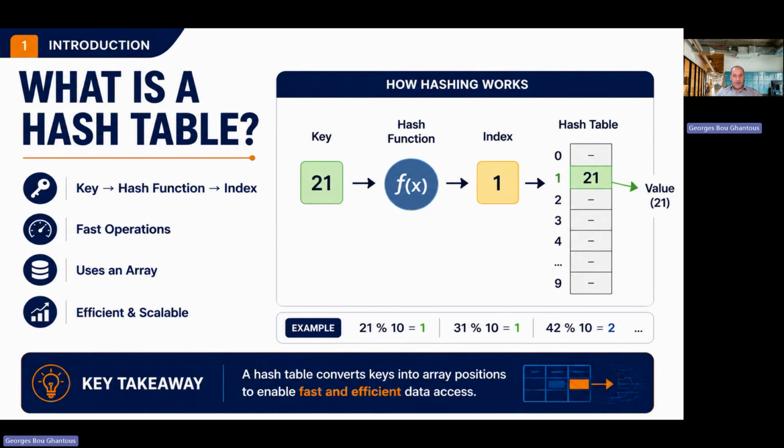Hash tables are popular because operations such as search, delete, and retrieve are very fast on average. Because of this efficiency, hash tables are widely used in software systems, in databases, caching systems, and dictionaries.